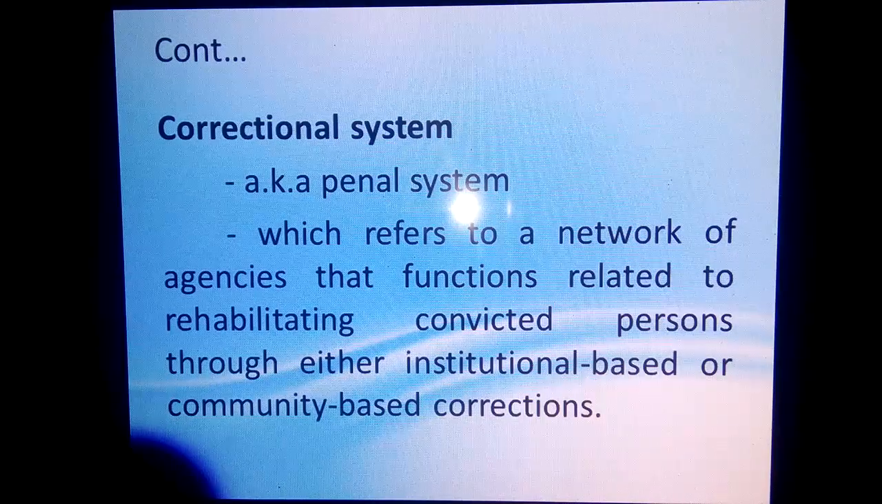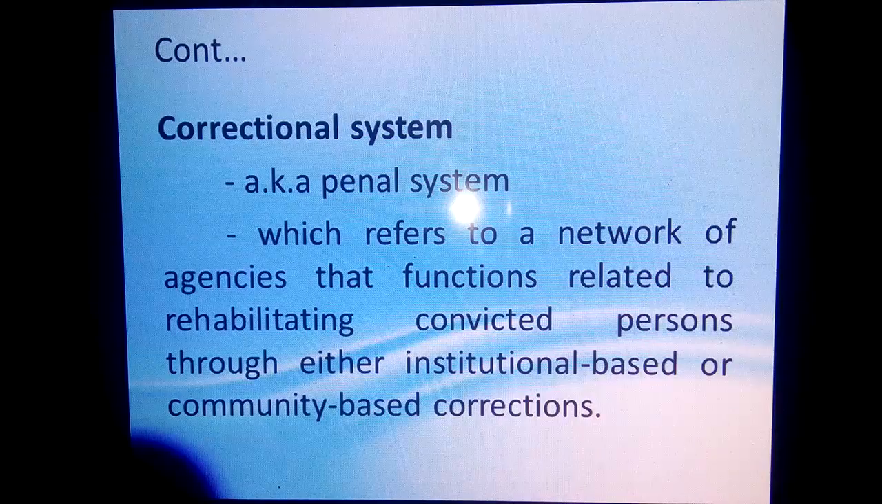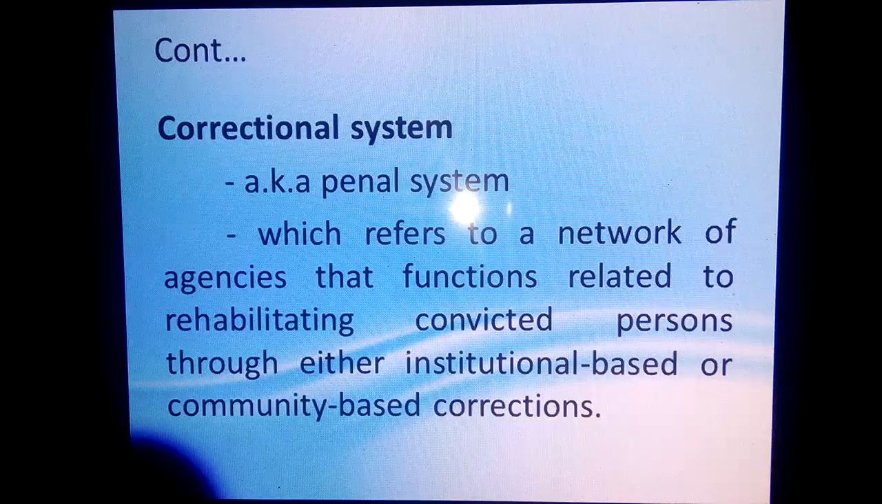So what is the difference between institutional-based and community-based corrections? In institutional-based corrections, the convicted individuals are going to serve their sentence inside the penal institution. While in community-based corrections, those convicted or adjudicated by final judgment of the competent court are going to serve their sentence outside the penal institution, but under the supervision and monitoring of the respective agencies and administrations, which are the Board of Pardons and Parole and the Probation and Parole Administration.